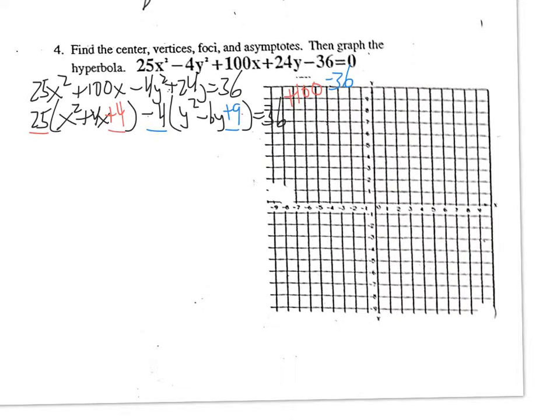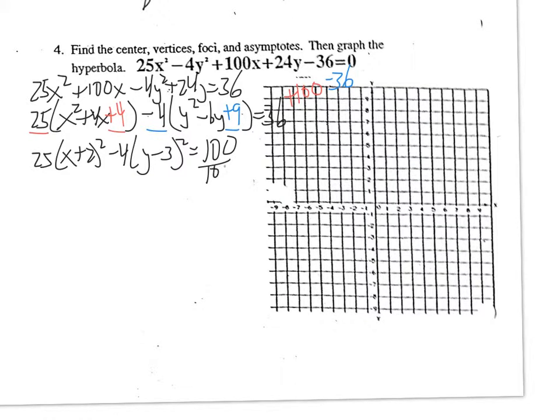So now we are going to do a couple things. We're going to factor our groups: x plus 2 squared minus 4, y minus 3 squared. And then over here we're going to get 100. Now remember, your equation has to equal 1. So from here, you need to divide everything by 100.